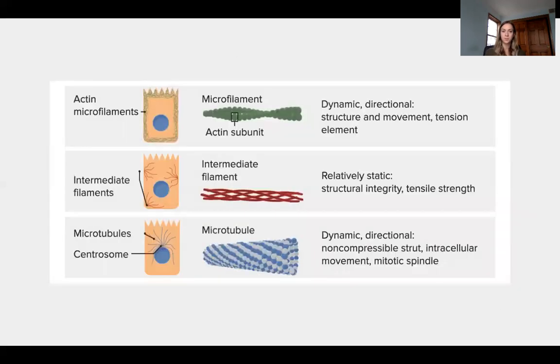So here I just have a picture. It's helpful to see it like this. It helps you remember sort of the shape. Here you can see in the microtubule how it forms that tube. So all these little circles here are the alpha and beta tubulin. And then the microfilament too, you can see they're all actin.